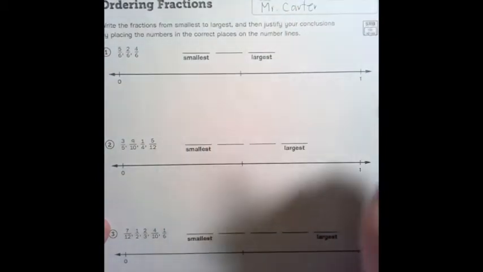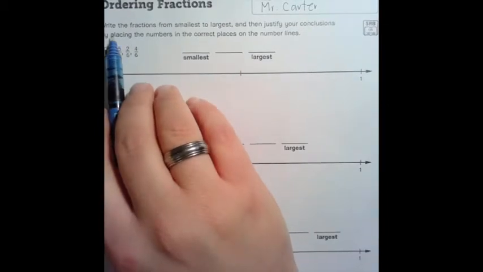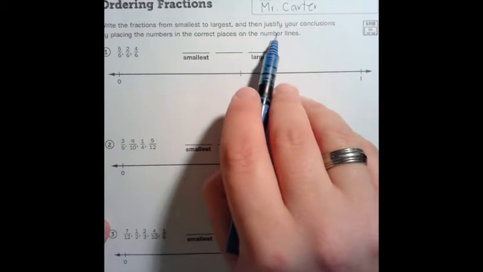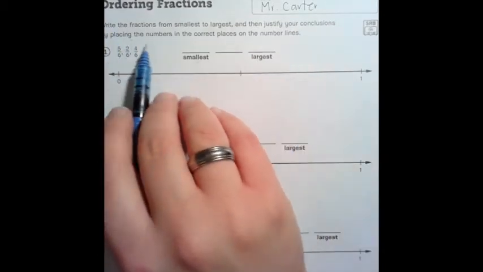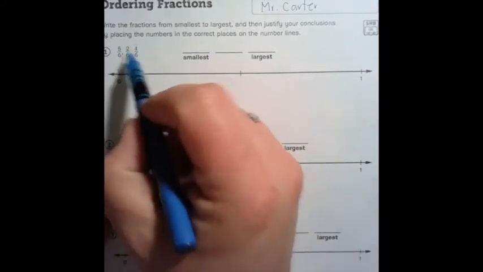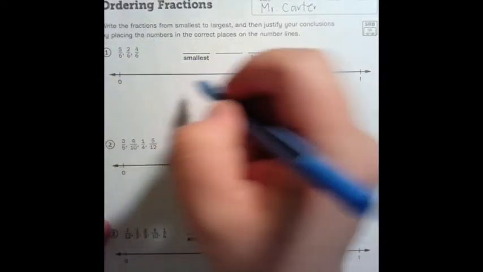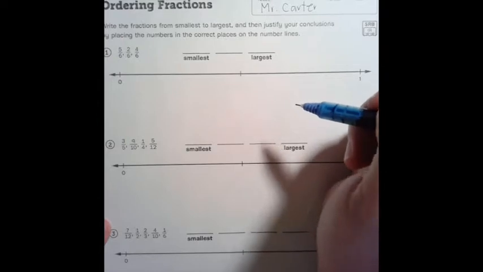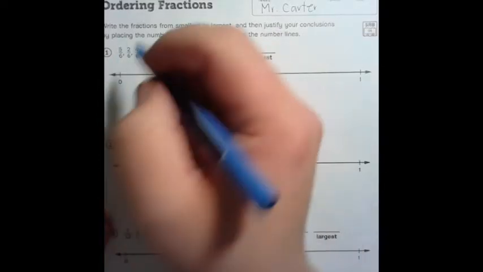Let's begin. We're asked to write the fractions from smallest to largest and then justify our conclusions by placing the numbers in the correct places on the number lines. So basically, you have to take these fractions, put them in order, and then put them on the number line to show where they fall. Let's start with this one.